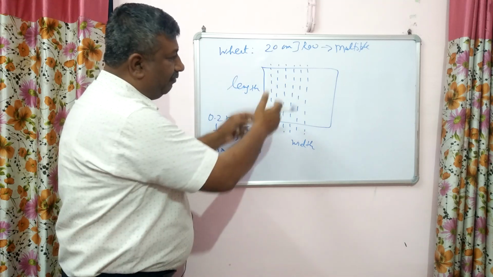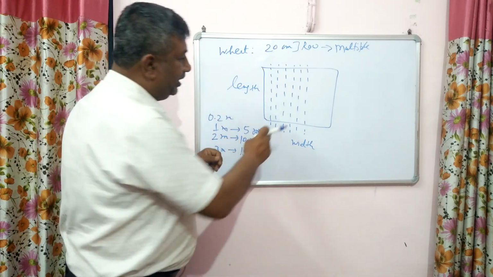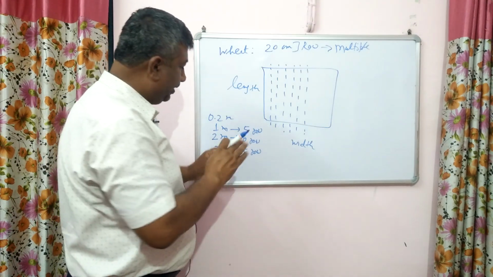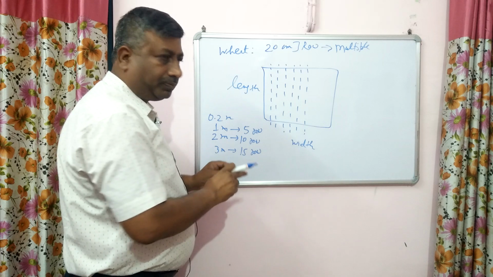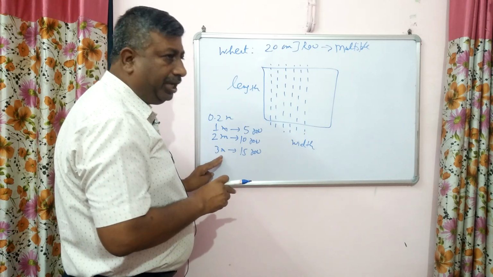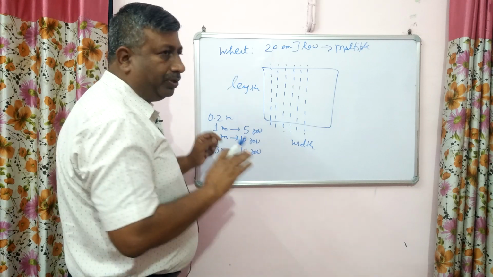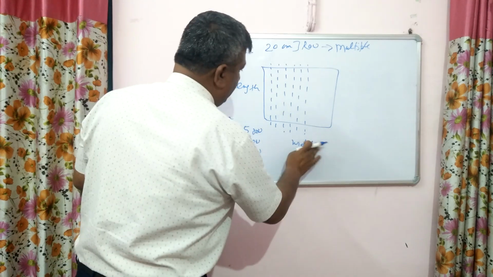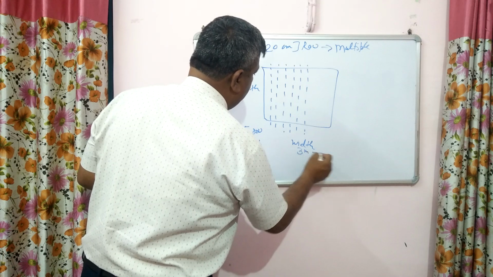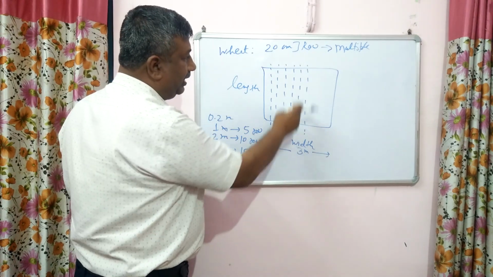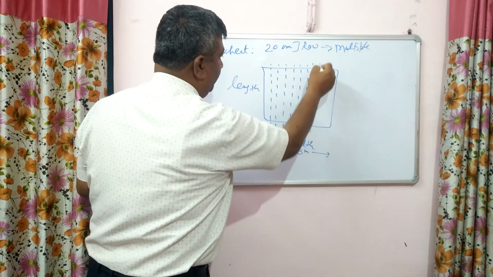Suppose we have only 5 rows, meaning 1 meter width. This is not sufficient. So the width may be 3 meter, and there will be 15 rows. This is the way. Now suppose we have 3 meter, then 15 rows at 20 centimeter can be accommodated. So these are 15 rows.